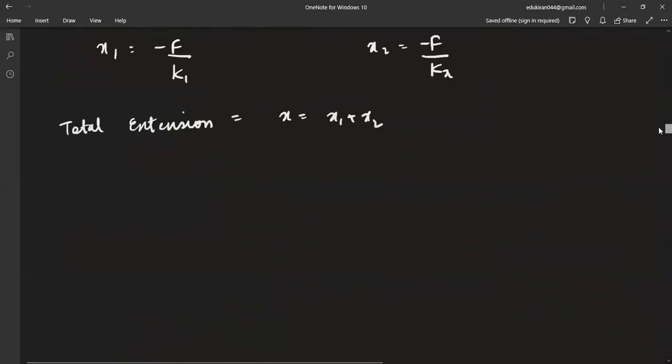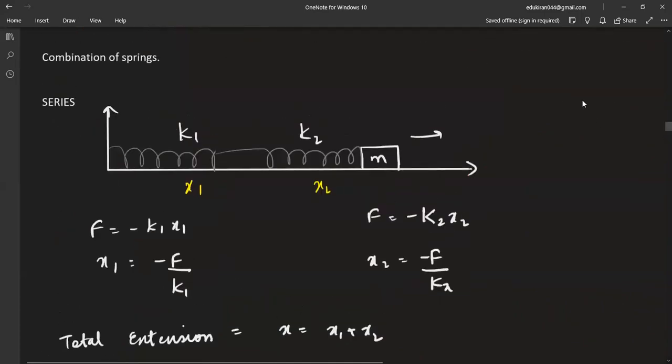This portion we also completed. Okay, we had to start with the combination of springs. It's a very small portion that is left. Let us quickly complete it. So see, if the springs are connected in series, you have to understand two things. Springs connected in series.